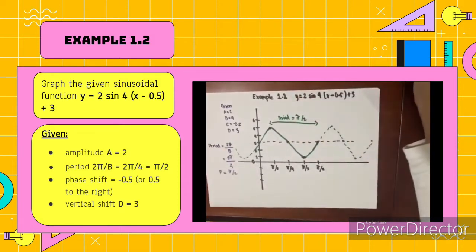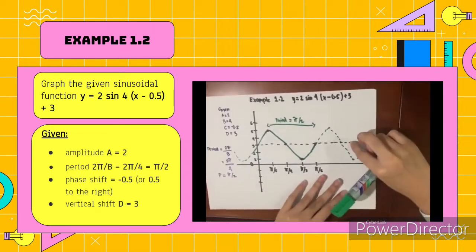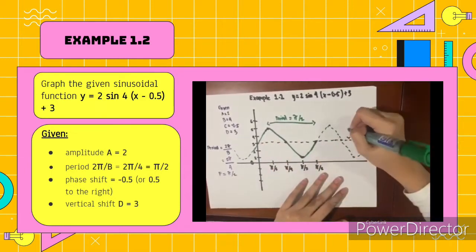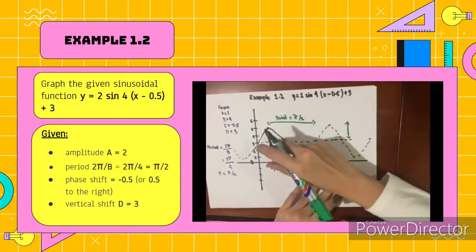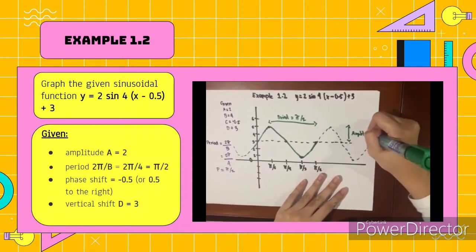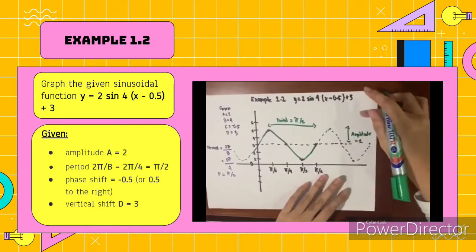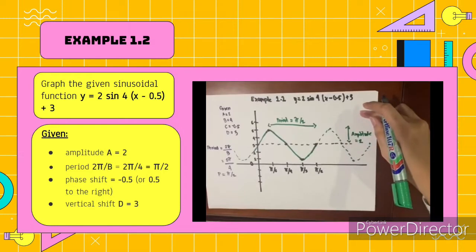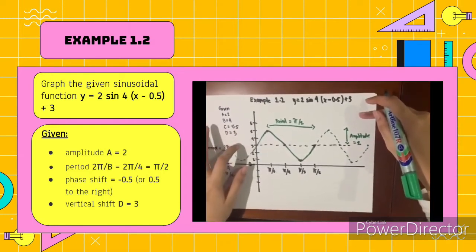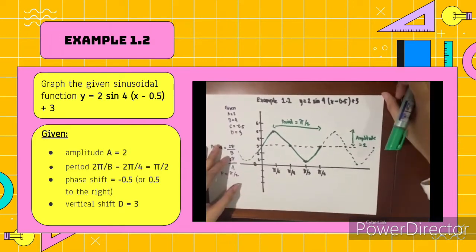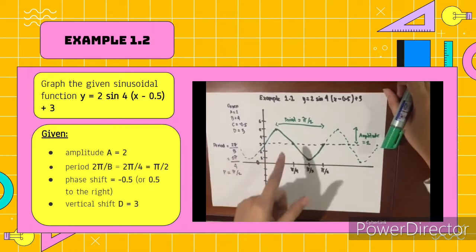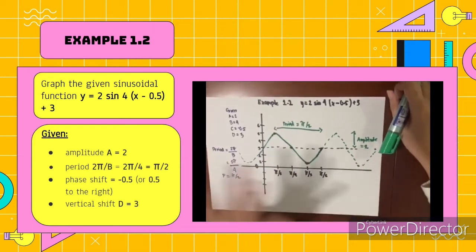2 over 2. Then, amplitude. This is where we start measuring, because this is where we started counting. Since it is 2 counts, our amplitude is 2. Okay, so this is our given amplitude. Our phase shift is negative 0.5, or 0.5 to the right. The 0.5 is the gap, or the distance of the base graph from this equation.